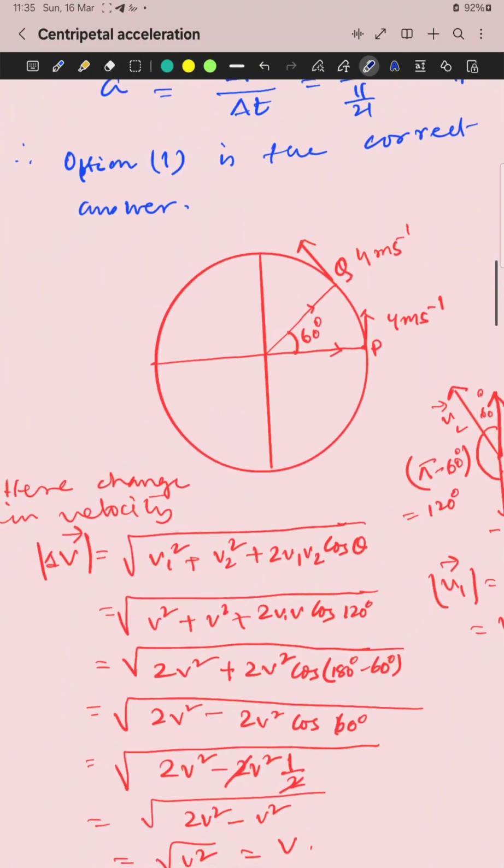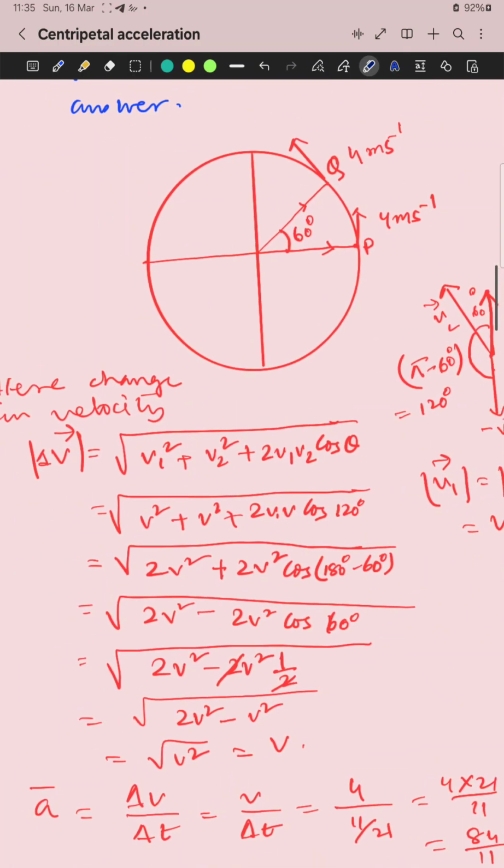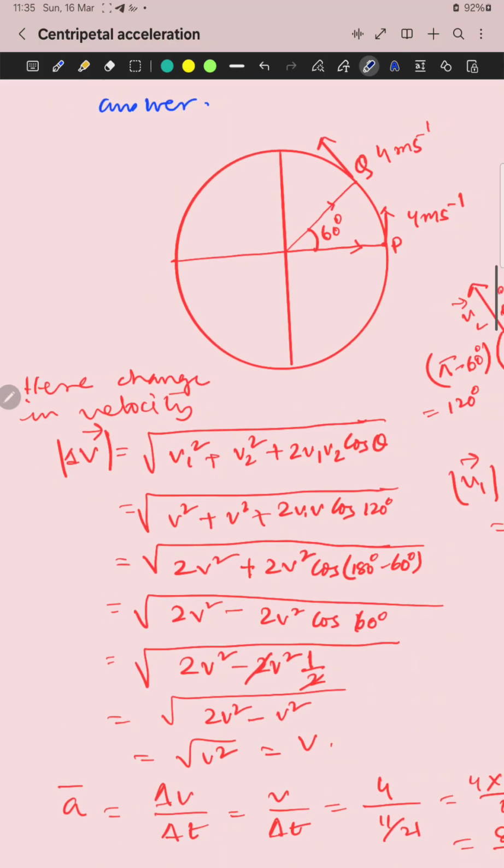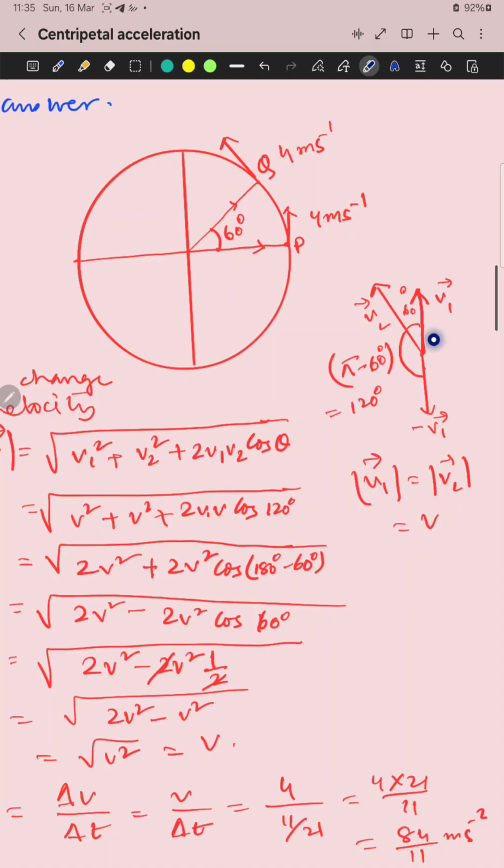Now in an alternative way we can calculate the change in velocity. So here the change in velocity delta V is given by the root over of the two vectors which I have drawn here beside. So V1 you can see directed along say the y axis, and V2 is making an angle of 60 with V1.